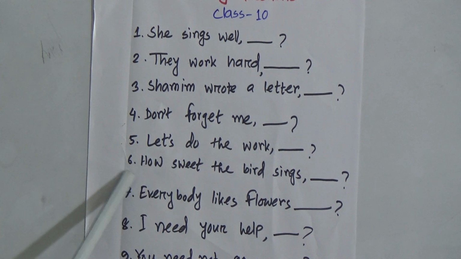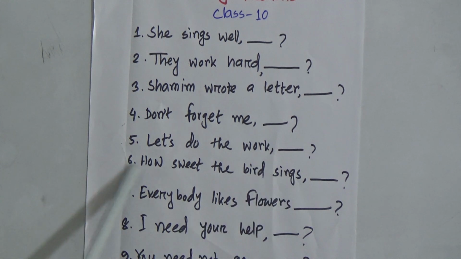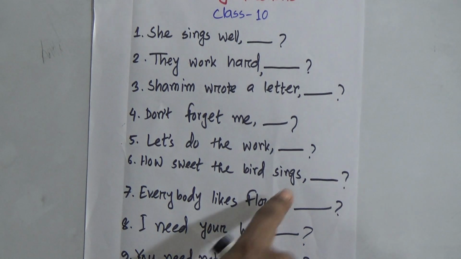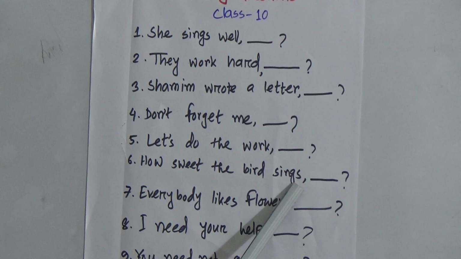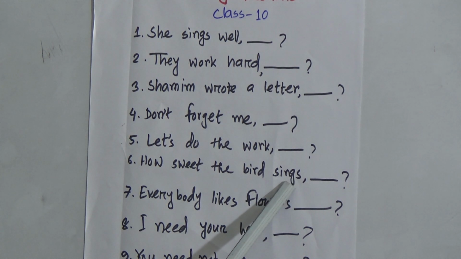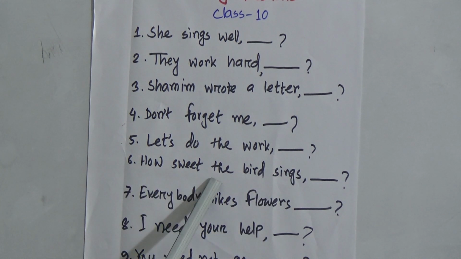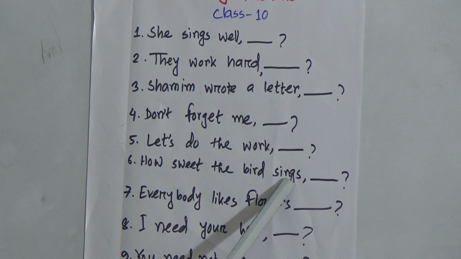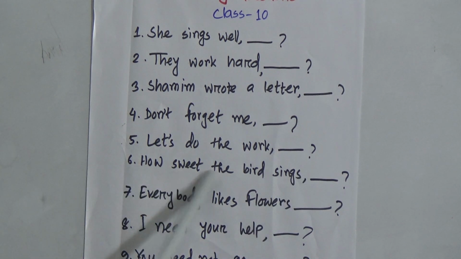Okay. Then number 6, how sweet the bird sings. Dear students, here you get sings, an additional s with the verb. So by seeing this s, you will evaluate that it's present indefinite tense, and by seeing this s, you have to remember that you have to use does. Okay. How sweet the bird sings.